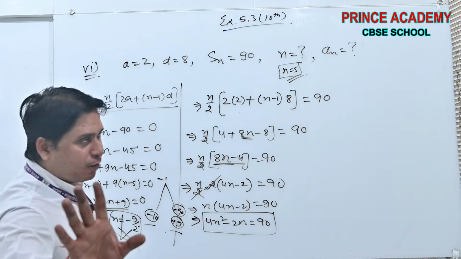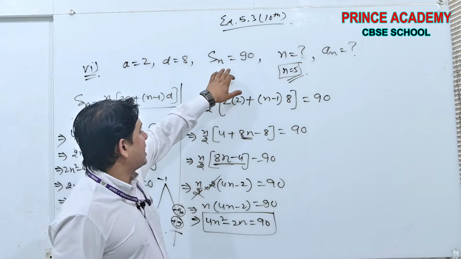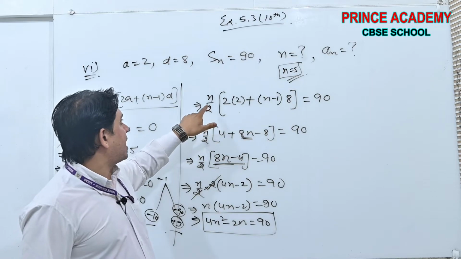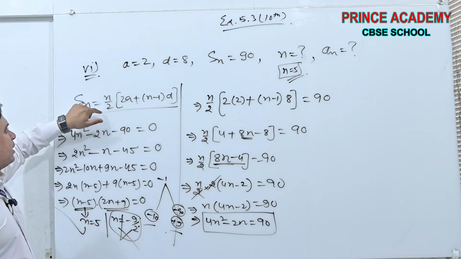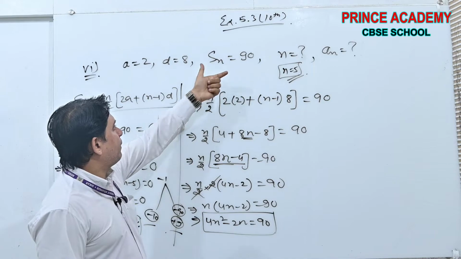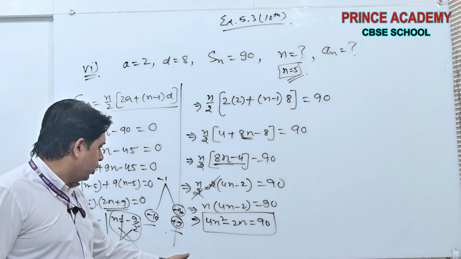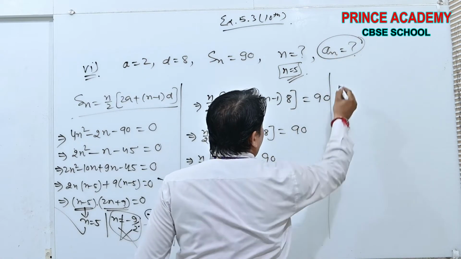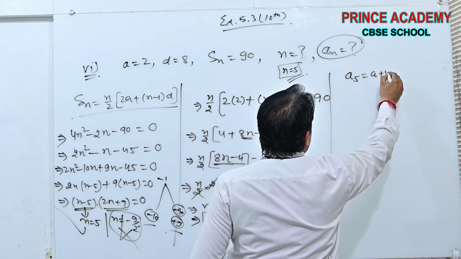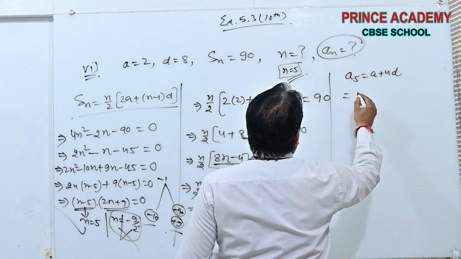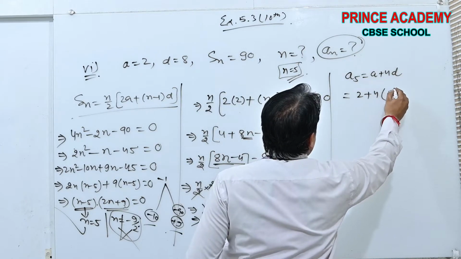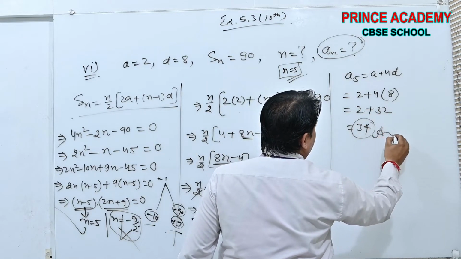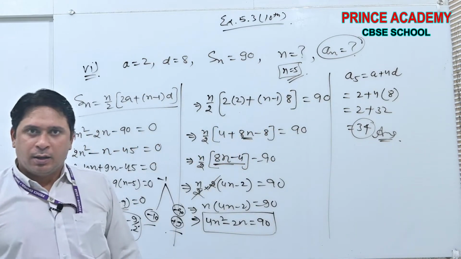See, once again, if you want me to repeat, I am repeating. Sn was 90. a and d were given. This is the relation: Sn is n by 2, 2a plus n minus 1 into d. We put the values and then solve it for n. Now what is the next part? Find an. It means we have to find a5, a plus 4d. a is 2 and d is 8. You will get 2 plus 32, that is 34. Okay? Done?